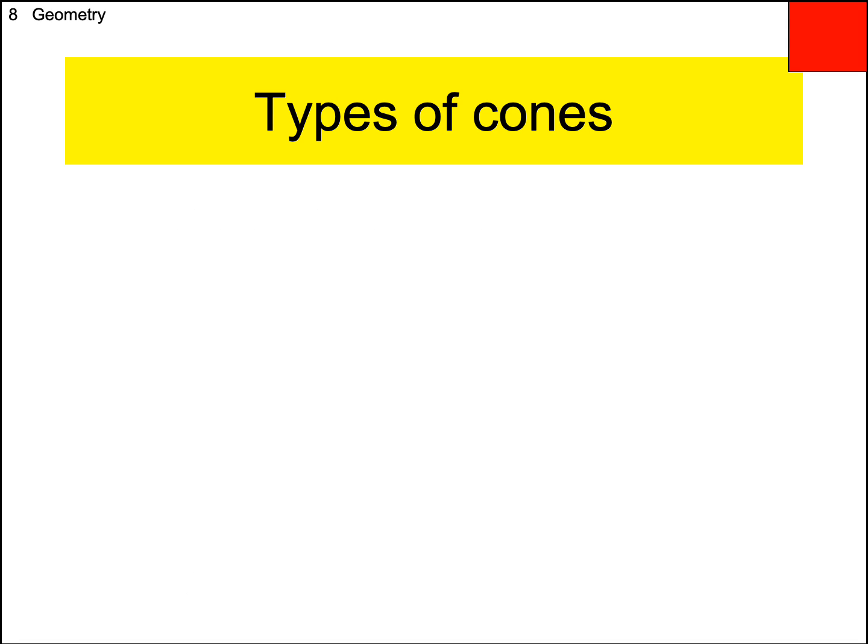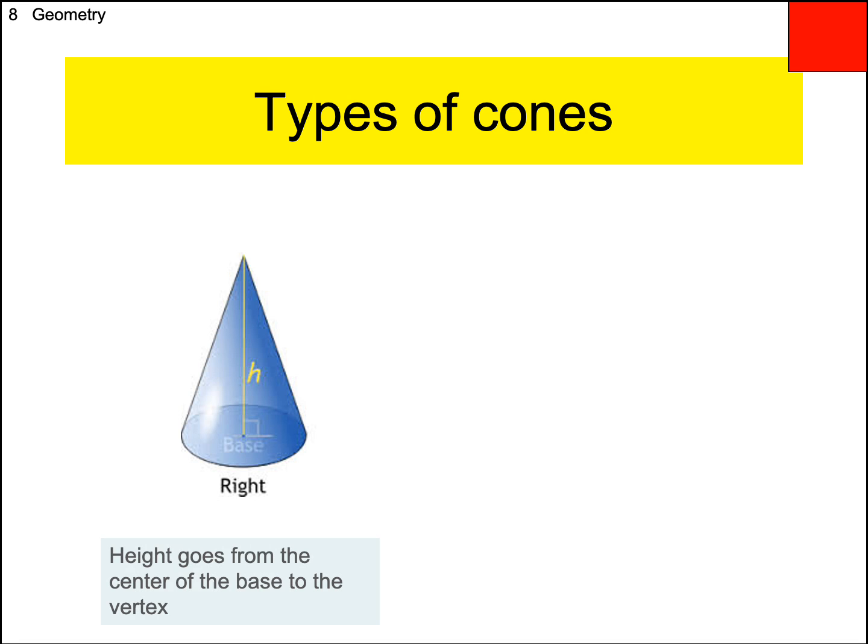All right. And just like a cylinder, you have two types of cone. The first one's going to be called, that's correct, a right cone. And that's where the height goes from the center to the vertex. And the second one would be an oblique cone. An oblique cone is where the height does not go to the center of the base. All right, we will only be dealing with right cones today.